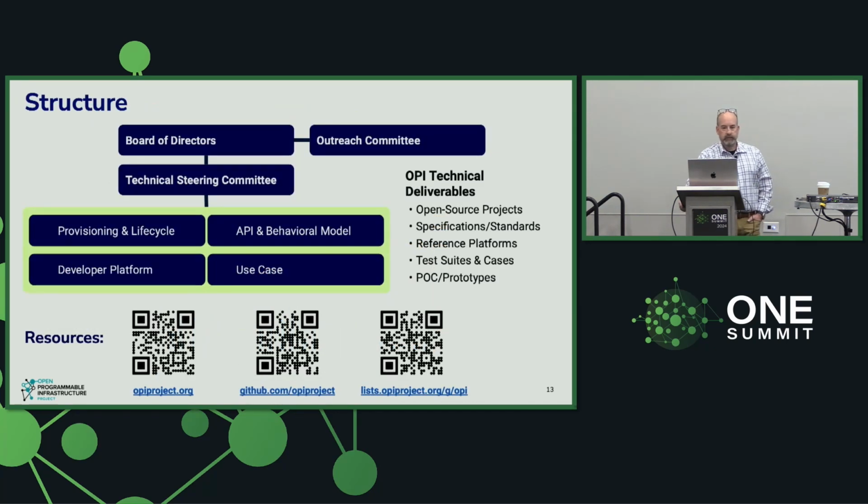So how are we structured? We have a board of directors, and then the outreach committee, the outreach working group that I'm the chair of, we report directly to the board of directors. Underneath the board of directors is a technical steering committee. That technical steering committee has 4 working groups right now: provisioning and lifecycle, developer platform, API working group, and the use case working group. And those working groups are directed by the TSC to work on particular problems in the space, and then bring that back to the TSC so we can put them together in a holistic release type fashion.